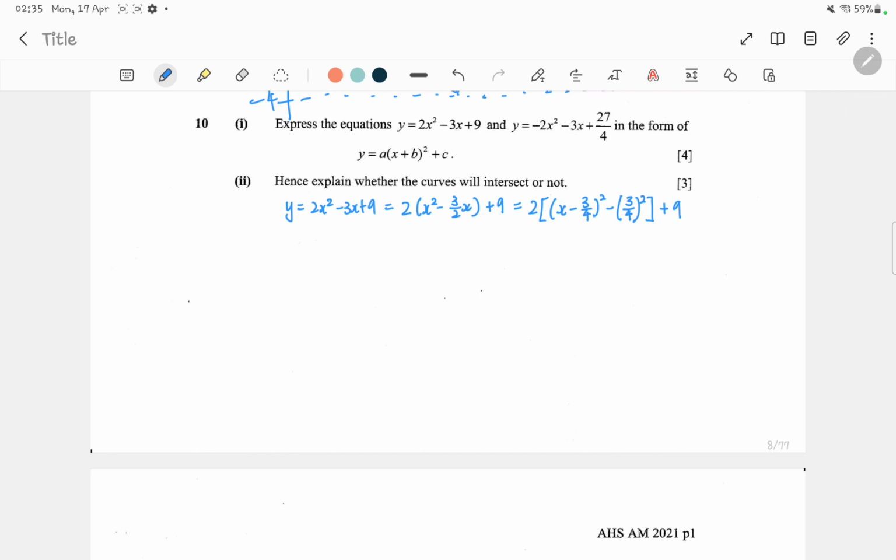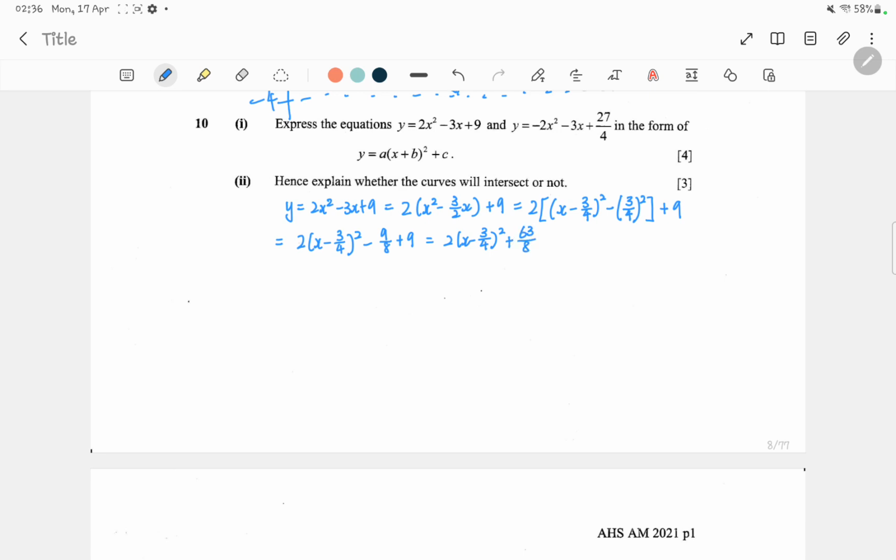So this is actually equal to 2 bracket x minus 3 over 4 whole thing squared minus 9 over 8, and then plus 9. So this gives us 2 bracket x minus 3 over 4 bracket whole thing squared, and evaluating, it will be plus 63 over 8.